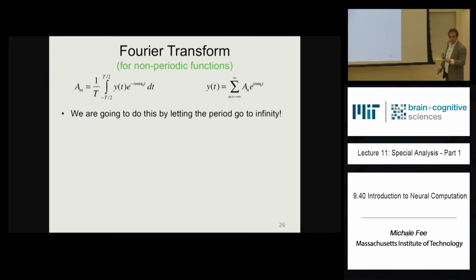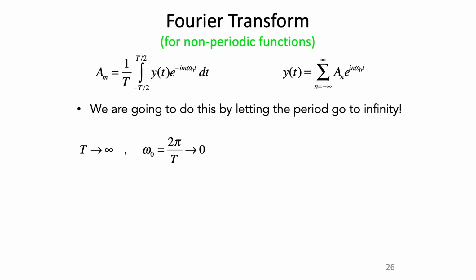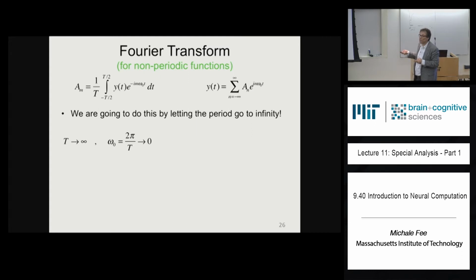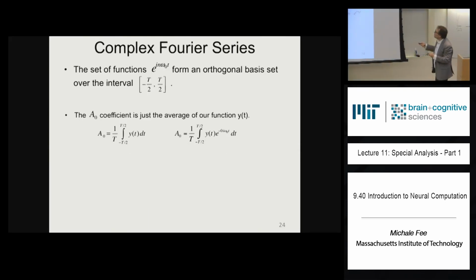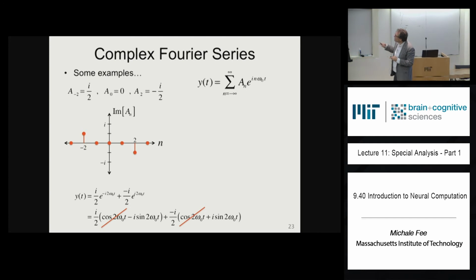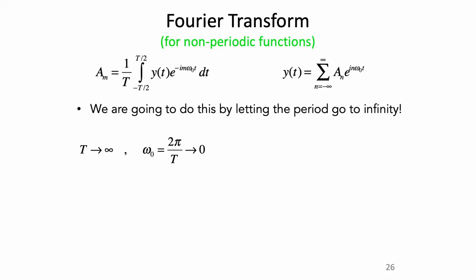So that's actually pretty easy. We're going to let T go to infinity, which means the frequencies, which are omega naught equals 2 pi over T, are going to go to 0. So remember, when we had this discrete Fourier transform, we had these steps in frequency as a function of n. Those steps are just going to get infinitely close together, the different frequency bins. So we're just going to let those frequency steps go to 0.